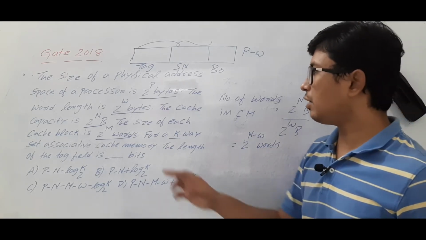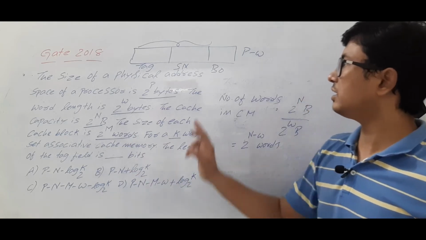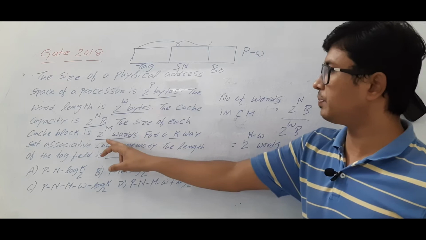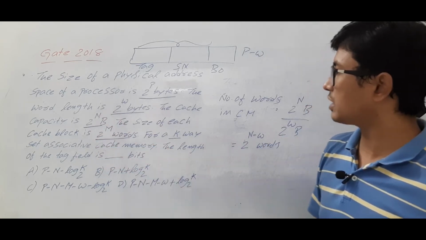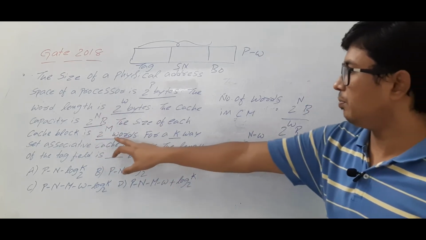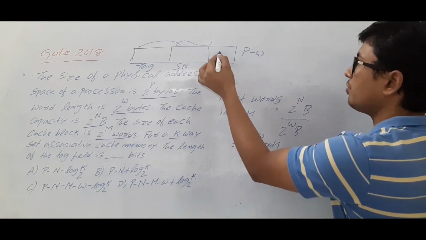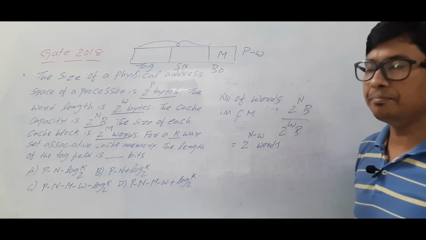Now what do we have to do? We have to calculate the block offset. The block offset depends on the block size. What is the block size they have given? Block size is 2 power m words. So the block offset will have m bits.